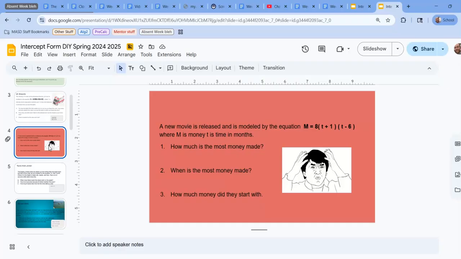When is the most money made? Okay, I guess that's like the AOS. How much money did they start with? That doesn't even make sense. What do you mean start with? The movie doesn't have money itself. This one did not make sense for a bunch of reasons. How about that this thing opens up? I'm looking at the A value. A value is positive. That means it goes down and then goes up. So it's losing money. Something happens and it gains money forever. This one didn't make sense.